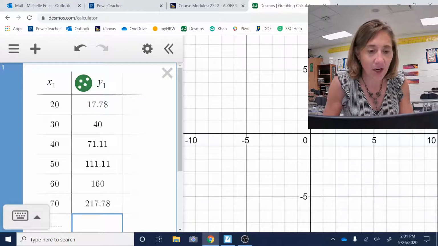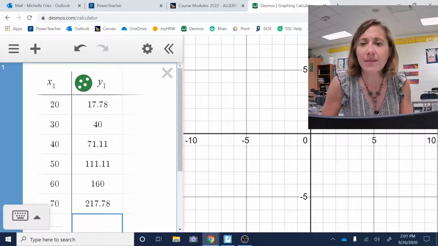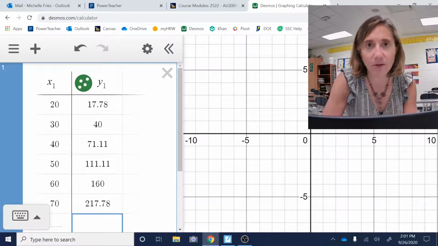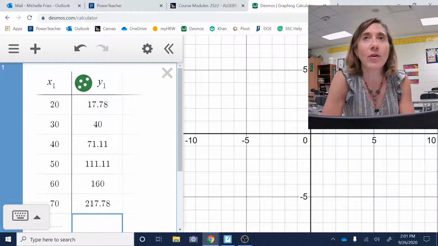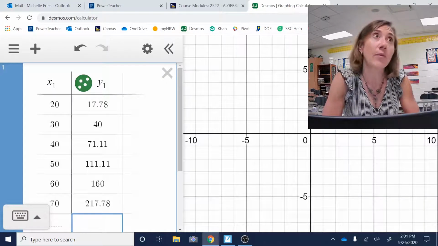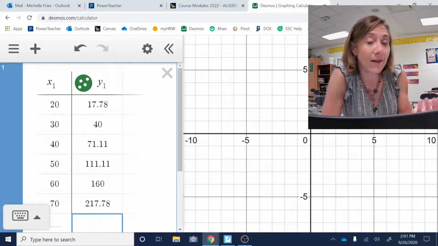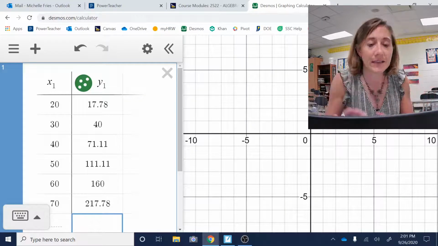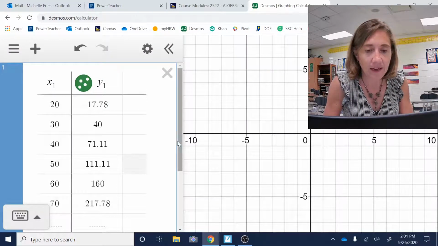I have this data here, and just looking at lists of numbers, I have no idea what this relationship is going to look like. I don't know if this is going to make a line, a parabola, some other curve that I haven't told you guys about yet. So we need to see this. So I'm going to graph this data for us.